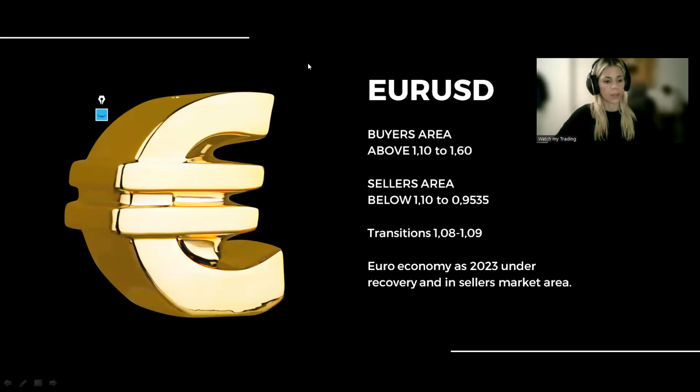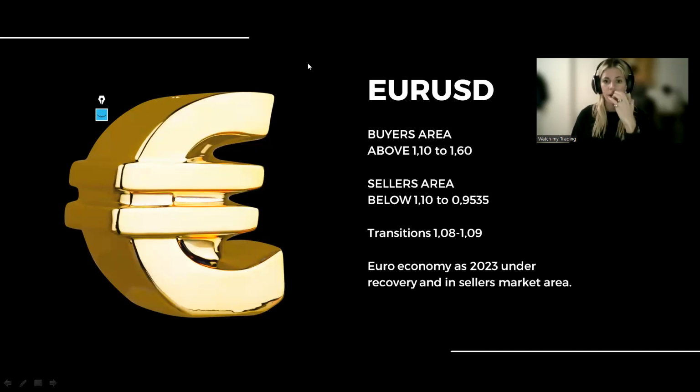Okay, so we're finally here planning the map price. That's the first step that you want to practice in your trading account. The map price, how to set up finally the price lines that we need in order to plan the strategy of the day. So euro dollar, as we talked about before, is in buyer's area above 110 up to 160.